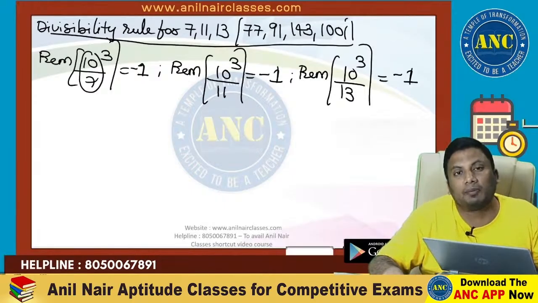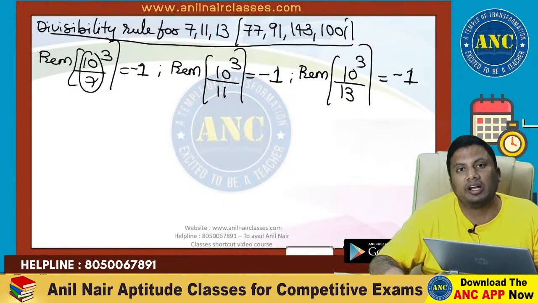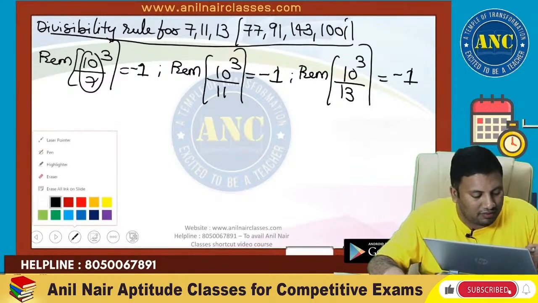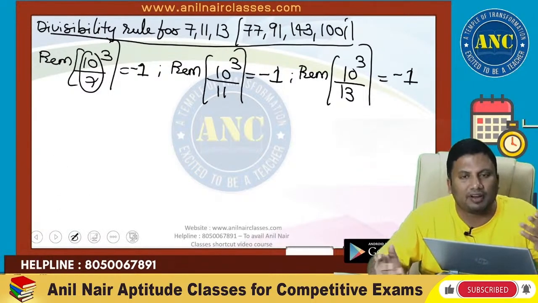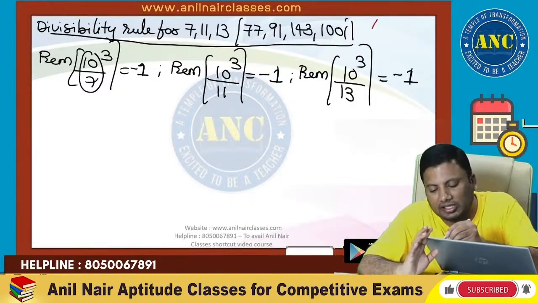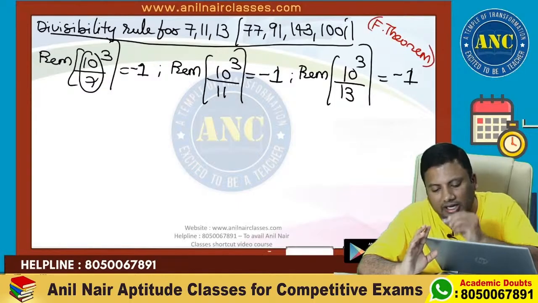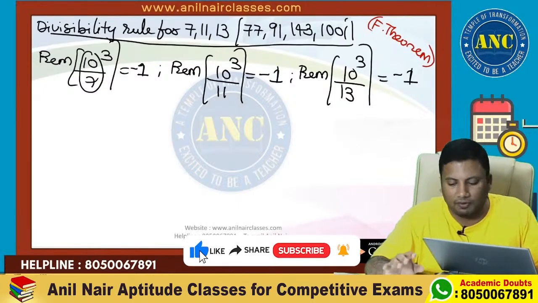According to Fermat's theorem, a power p minus 1 when divided by p, remainder will be 1. From that it is derived. In case you want to know, this is a derivation from Fermat's theorem.